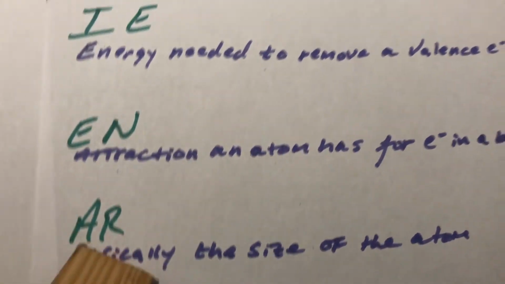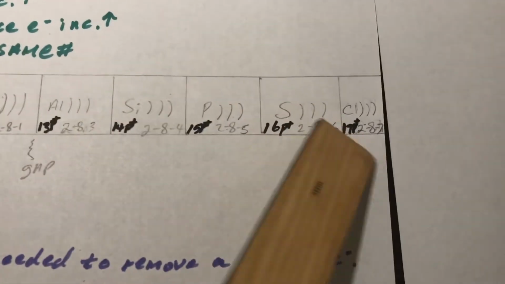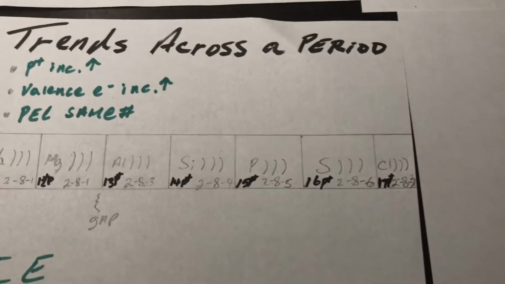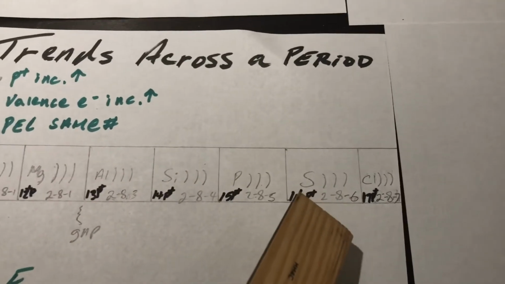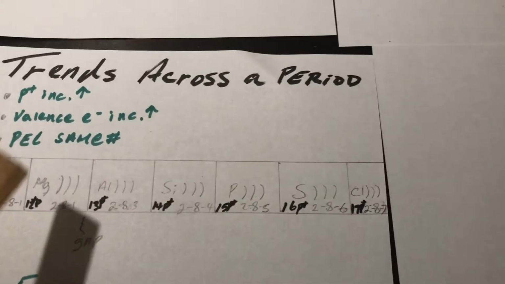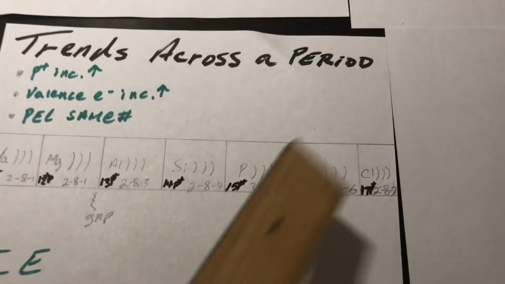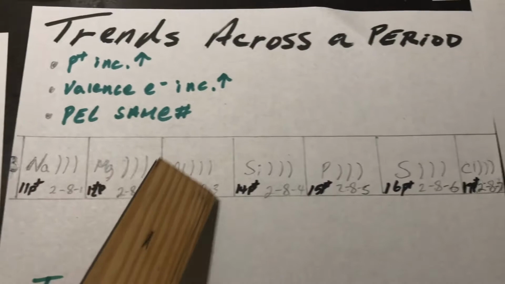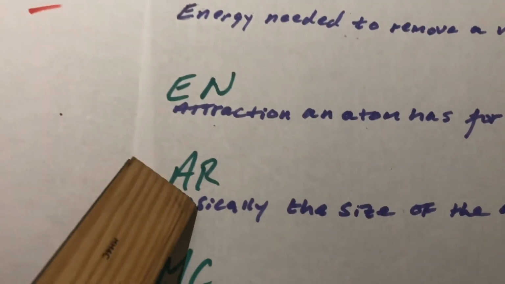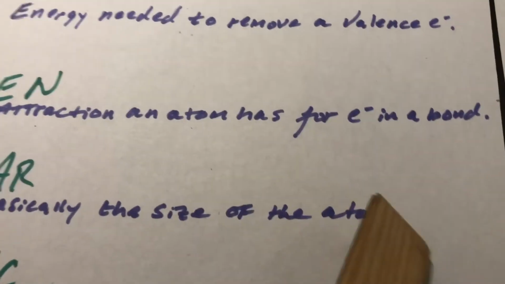Now here's the deal. We just go with attraction, people. The attraction is increasing left to right. More protons, more electrons, more valence electrons. The valence shell gets pulled closer and closer to the nucleus as the nuclear charge increases. So what's going to happen to the size of the atom? It will actually start to get smaller and smaller as you go left to right. So the atomic radius decreases as you go left to right.